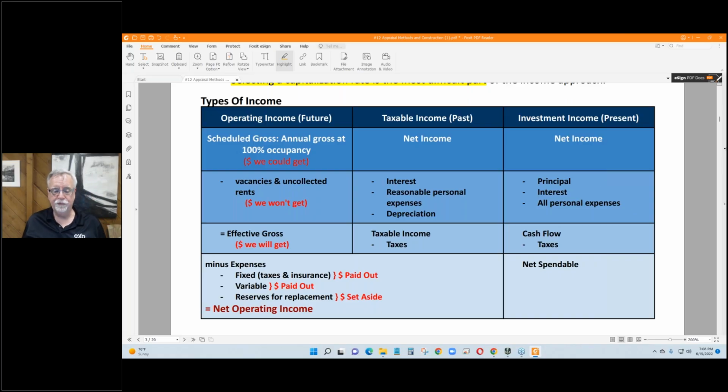Now, from effective gross, we're going to subtract expenses. There are fixed expenses, and fixed expenses mean these are expenses that do not vary based upon occupancy of the building, such as property taxes. If your 50-unit apartment building is half empty, is it going to help you to call the tax assessor up and complain, saying, hey, my building is half empty, you ought to cut my property taxes? They'll laugh.